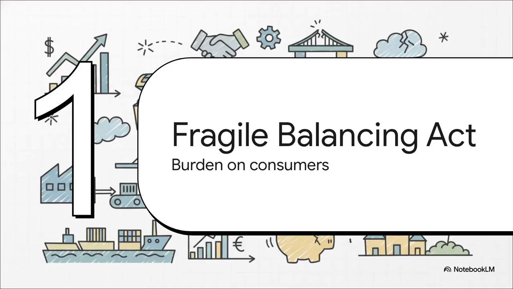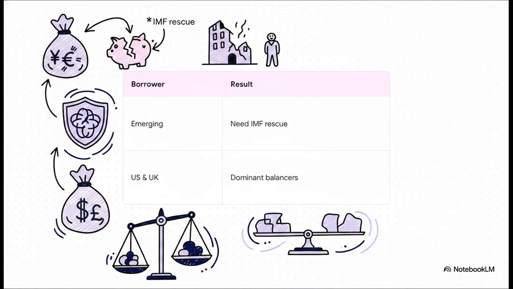Finally, Part 5, a fragile balancing act. This dynamic perfectly explains why emerging markets fail as the world's balancers, leaving the U.S. as the predominant consumer of last resort. When emerging markets borrow heavily to consume, they mostly have to do it in foreign currencies. So when a crisis hits, their central banks can't just print those foreign currencies to pay the debt. They collapse and they need an IMF rescue.